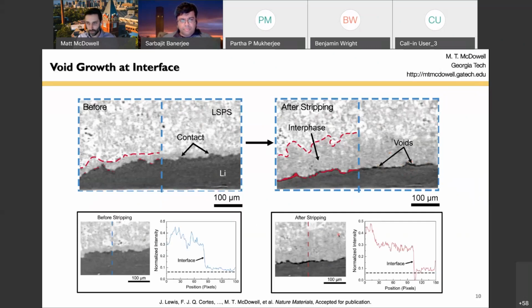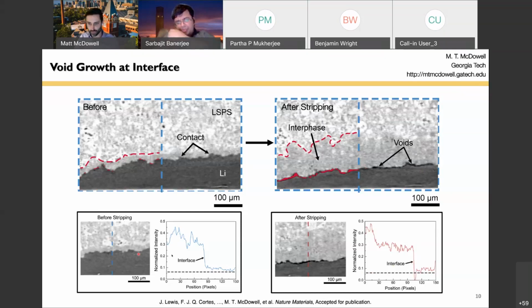We've also analyzed a lot of data through segmentation routines, and you can see here, this shows a line scan of image intensity across this interface before cycling. Then after cycling, a similar line scan gives us this big dip right where the void is. So we can create a threshold intensity to basically segment out with segmentation routines where the voids are across this two-dimensional interface. So these are just individual images.